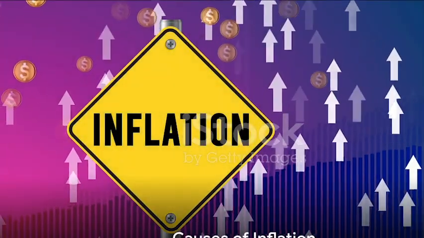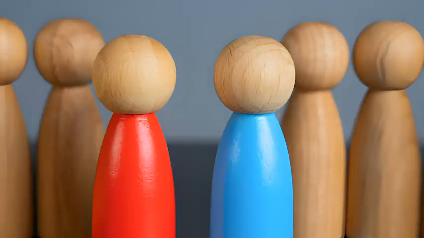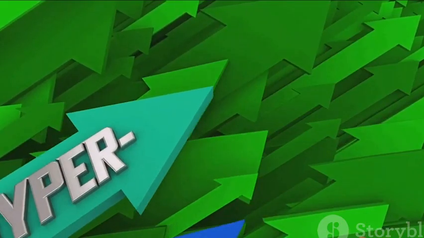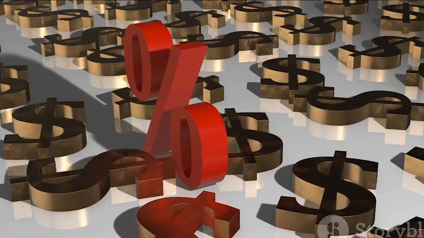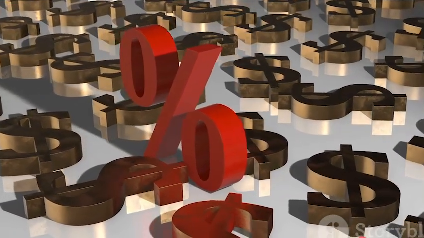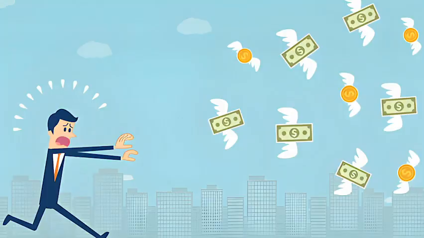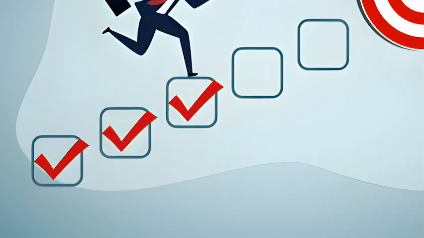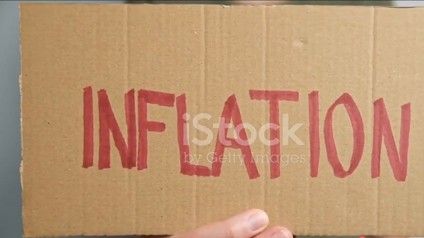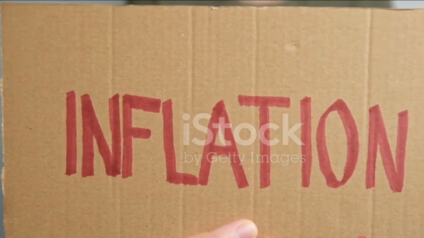Inflation can be driven by two main forces: demand pull and cost push. Demand pull inflation occurs when there's too much money chasing too few goods. Here's the breakdown. 1. Increased money supply. If a government or central bank injects a larger amount of money into the economy, it can lead to people having more cash to spend.